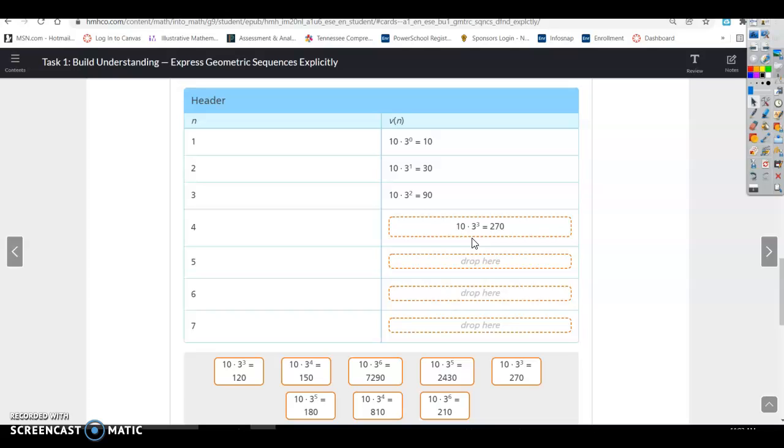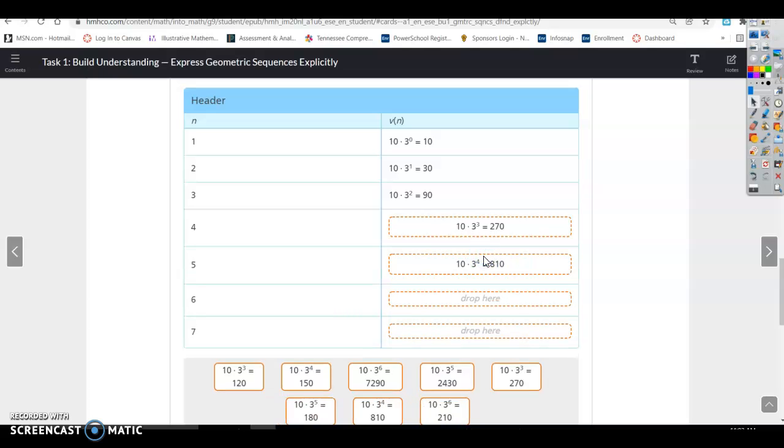Alright, 3 to the fourth power is 81. 9 times 9 is 81, and 3 to the fourth is the same as 9 times 9. So 81 times 10 is 810. So we're going to have 10 times 3 to the fourth equals 810. And then 3 to the fifth power is 243.